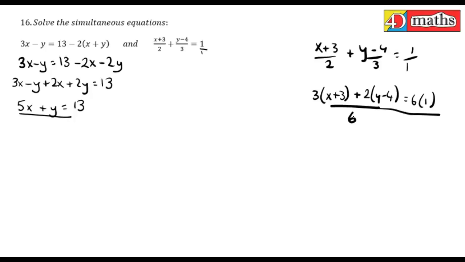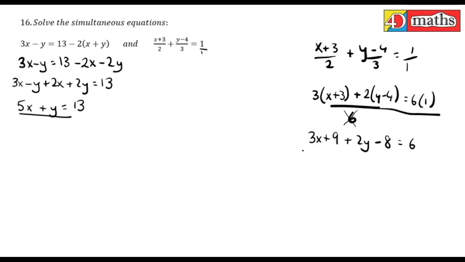Now this is something that we need to know, right? If you get a common denominator of the whole lot and put it over the same number, and if there's an equals in it, only if there's an equals in it, we can ignore the bottom. Because it's all over 6, therefore this must be equal to 6 over here. Okay, it must be equal to this side. So we multiply it out. 3x plus 9 plus 2y minus 8 equals 6.